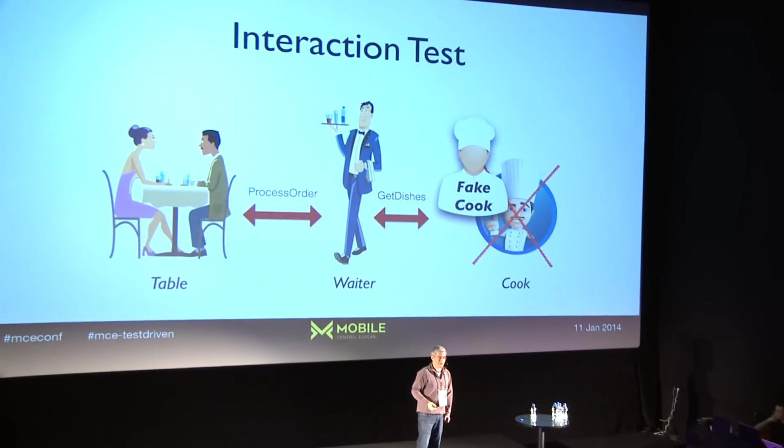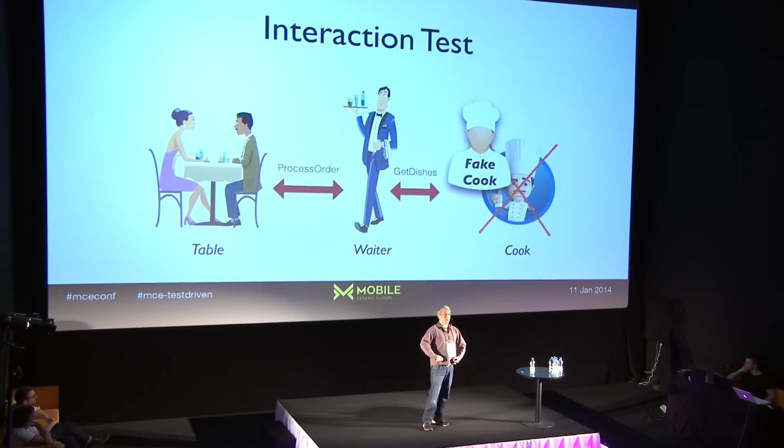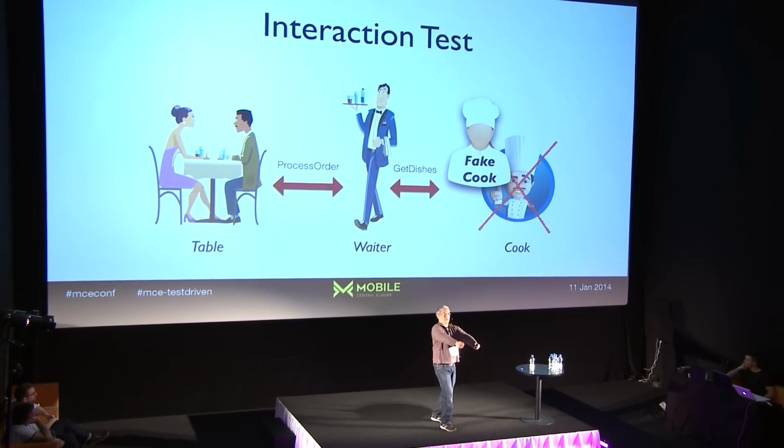And so using a real cook is not a good idea for a unit test. For a functional test, yes. For a unit test, no. We really want to stick our fake cook in here somehow, that will already be prepared with, here is the meal.